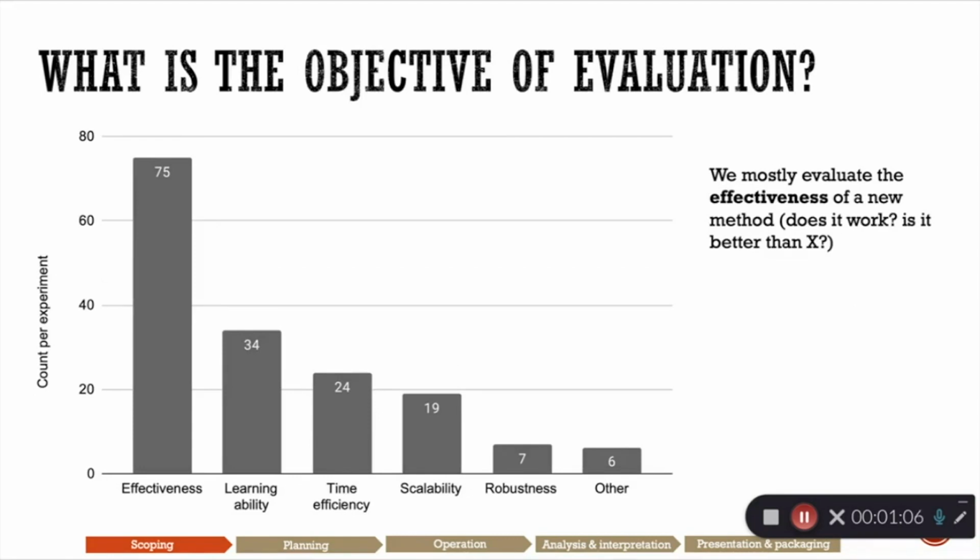Secondly, we wanted to understand what is the objective of evaluation, or why the experimental evaluation was performed. As you can imagine, an experiment can be performed to measure the effectiveness of an approach, whether the approach works, or the learning ability, what is the accuracy or sensitivity, time efficiency, whether it's, for instance, tractable at runtime to use a certain, for example, planner, whether it scales, whether it's robust, etc. From this graph, we can clearly see that the majority of the approaches at SIMS evaluate the effectiveness of a new method, whether it works or whether it works better than another approach.